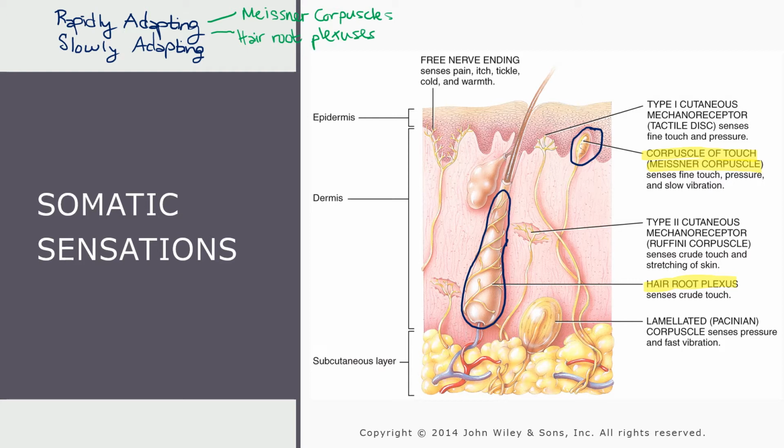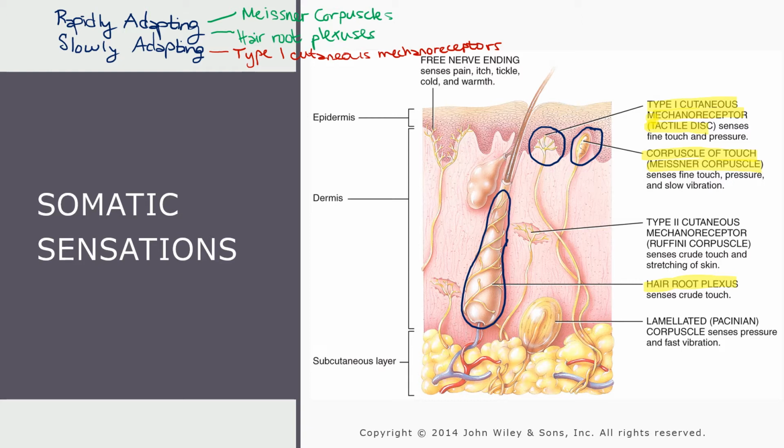There's also 2 types of slowly adapting touch receptors. First one is going to be type 1 cutaneous mechanoreceptors. So these are labeled right here. These are also called tactile discs. These are saucer-shaped, very flattened free nerve endings. They also make contact with Merkel cells, which remember are the tactile epithelial cells of the stratum basale. And these are really abundant in the fingertips, the hands, lips, and also the external genitalia.